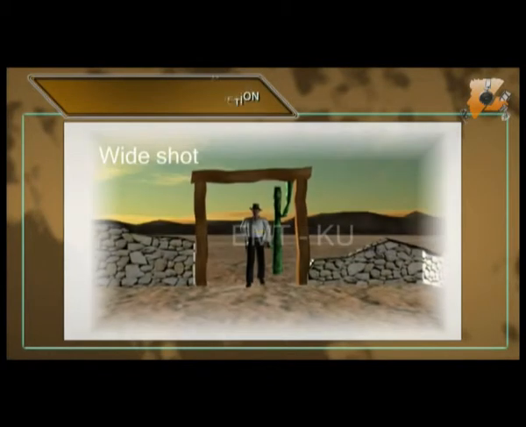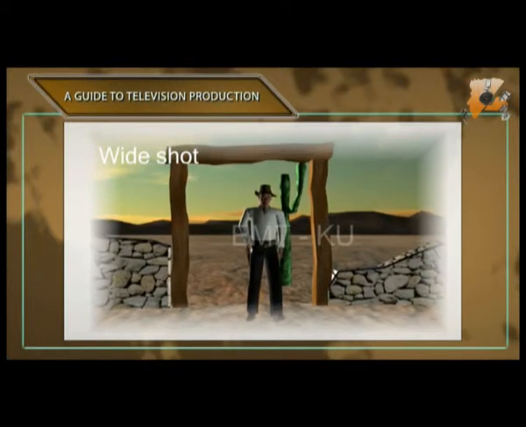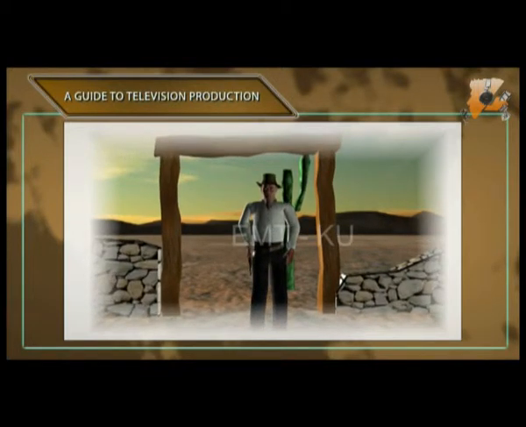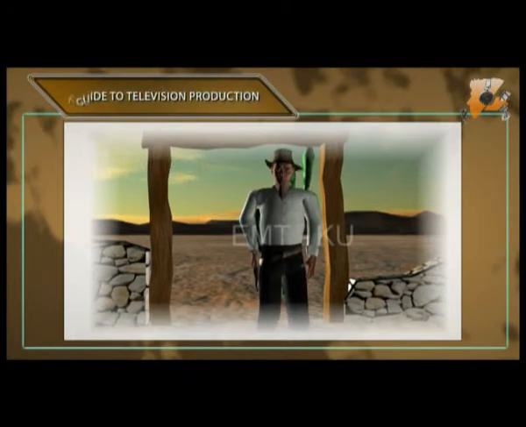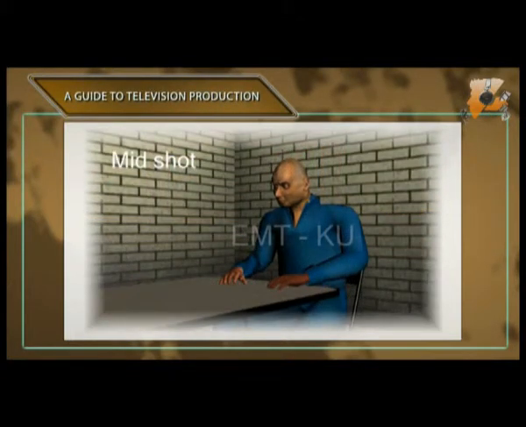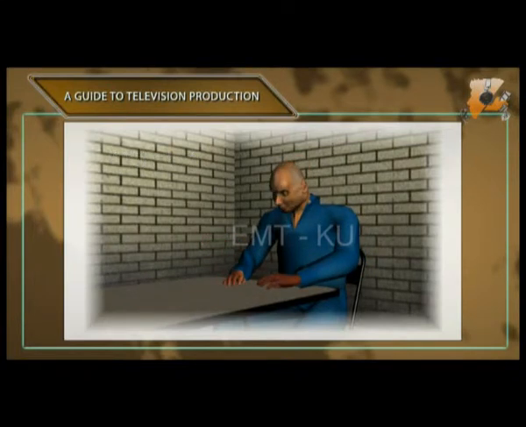Wide shot, the subject takes up the full frame, or at least as much as possible, and is called long shot. Mid-long shot, the subject takes up 3/4 of the frame. Mid shot shows some part of the subject in more detail while giving an impression of the whole subject.